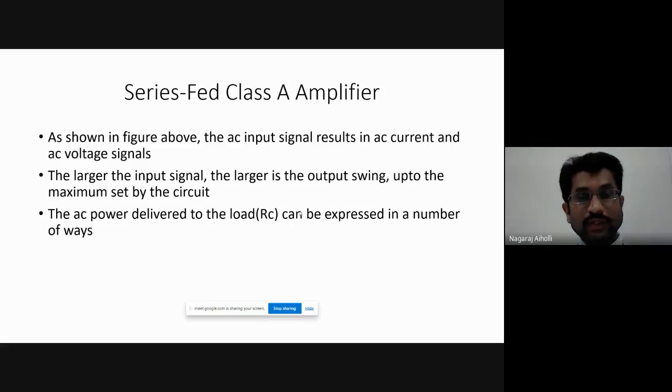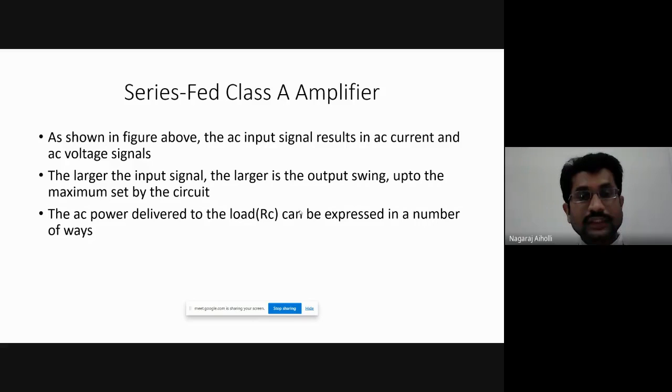The AC power delivered to the load can be expressed in a number of ways. Whatever AC power is delivered to the load, that is the RC resistance, can be expressed in a number of ways. That we will take up in the next class. That is, what is the power efficiency of the class A amplifier, and what are the various equations for the RMS power, the AC power of the series fed class A amplifier, that we will discuss in the next class.